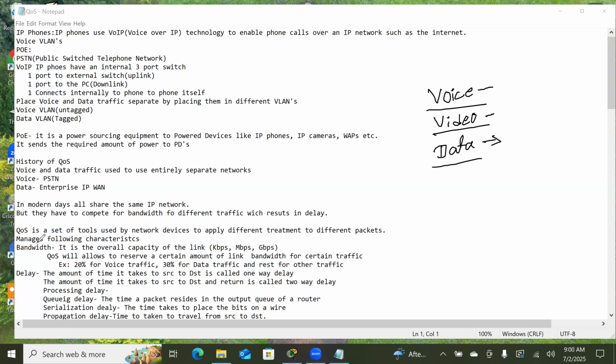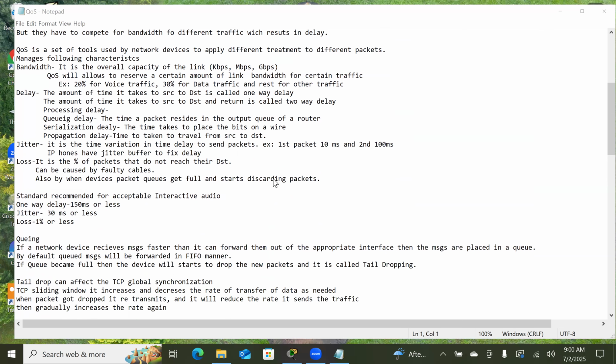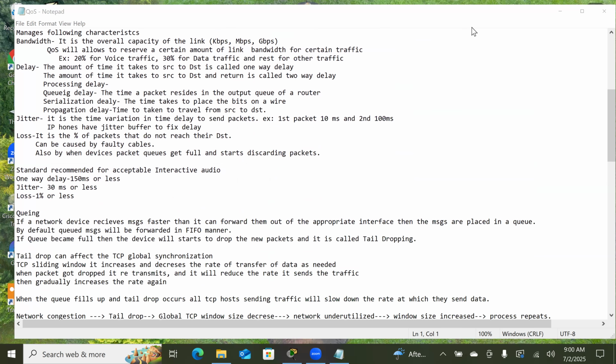So to manage this quality of service, we have to manage some things. What are those? The first thing we have to manage is bandwidth. What exactly is bandwidth? It is the overall capacity of the link that can send the data. And the units are like kbps, mbps, gbps. Quality of service will allow us to reserve a certain amount of link bandwidth for certain traffic.